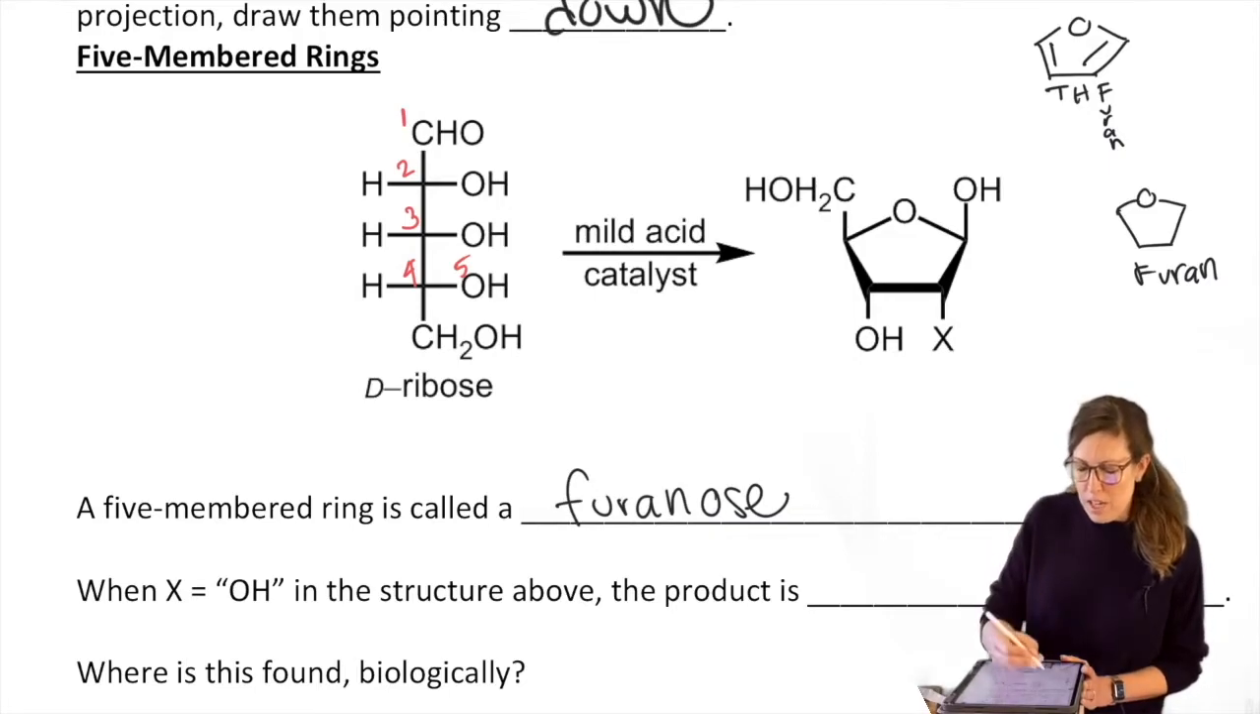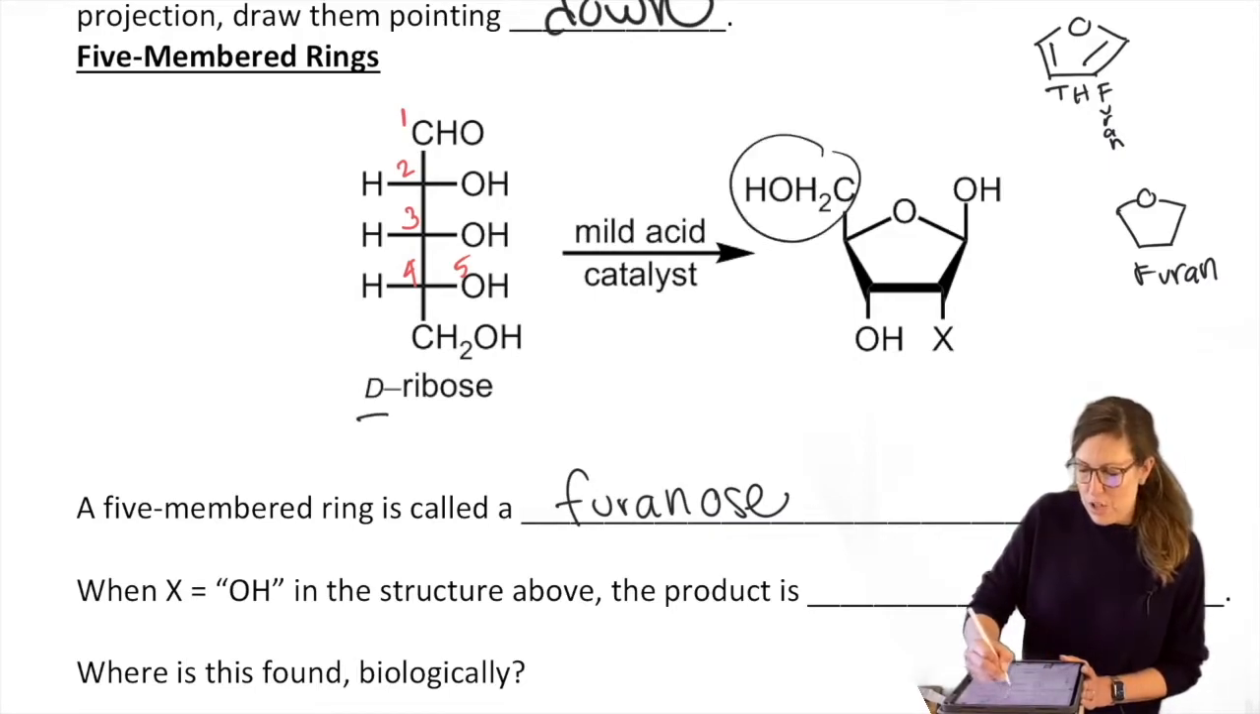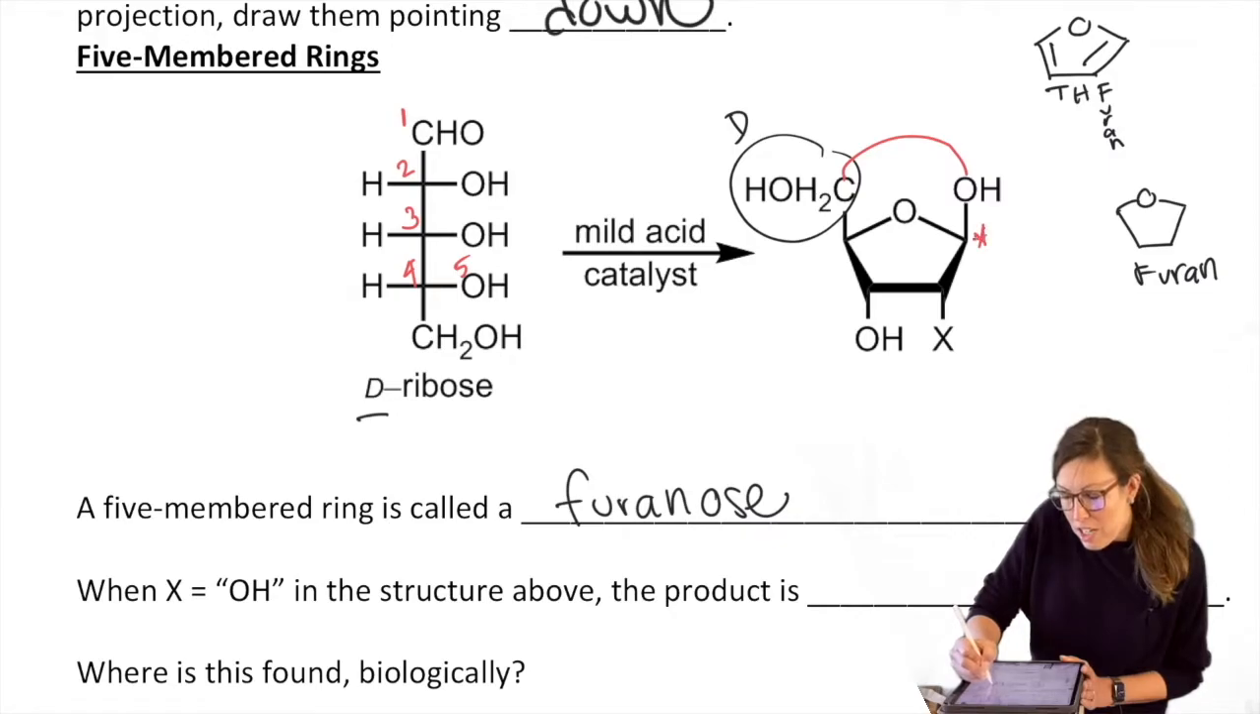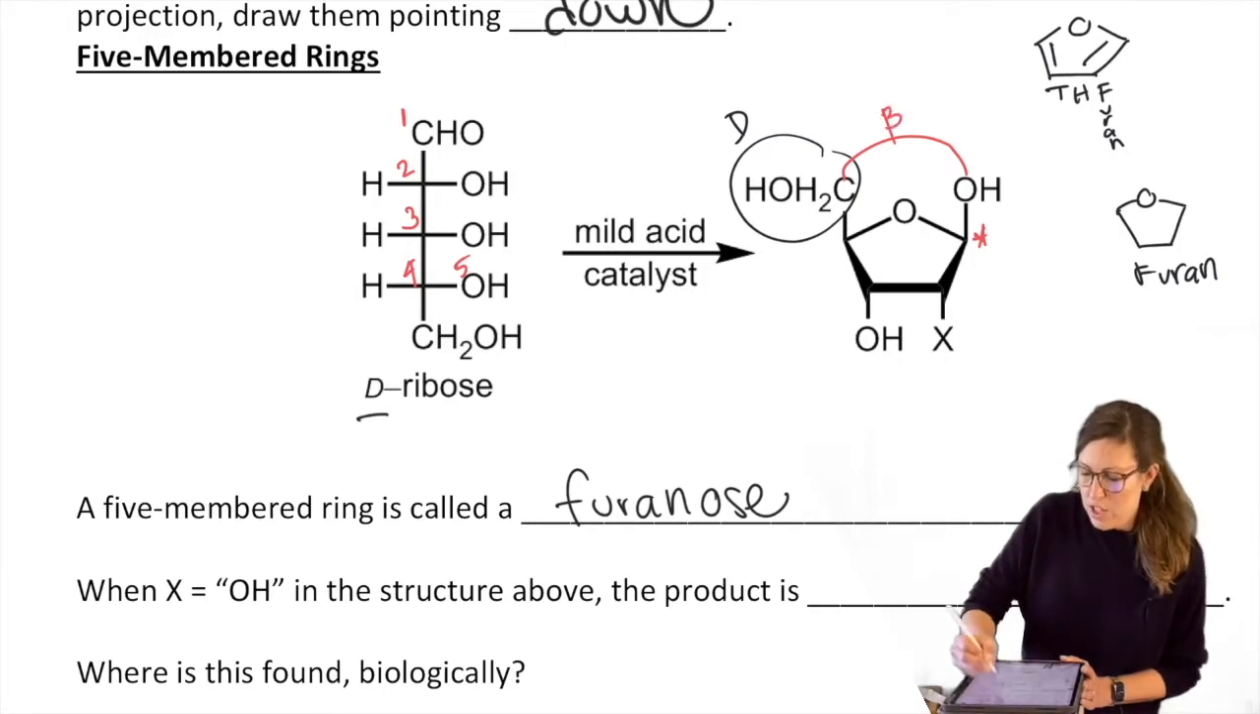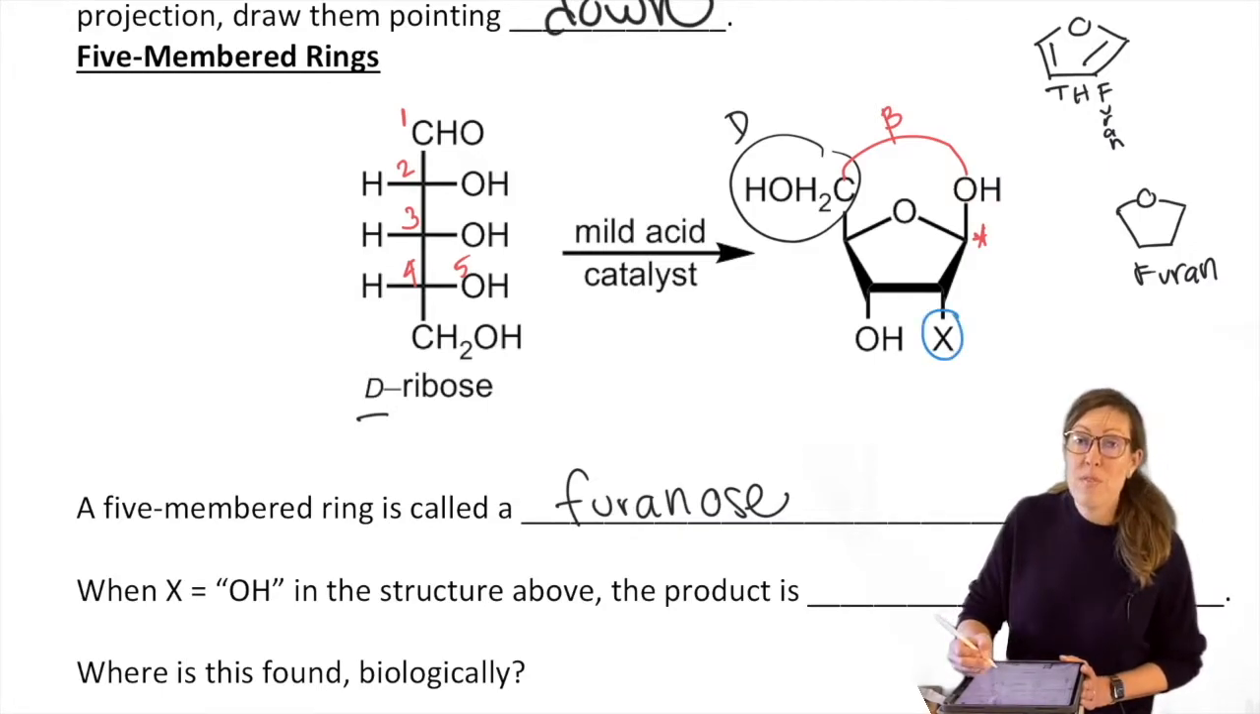Couple things to point out. We have D, so we have the CH2OH up for D. We have beta because the OH that's part of the anomeric carbon is up on the same side as the CH2OH. Look at this interesting feature here. We have an X. That does not mean halogen in this case. It just means it's variable.